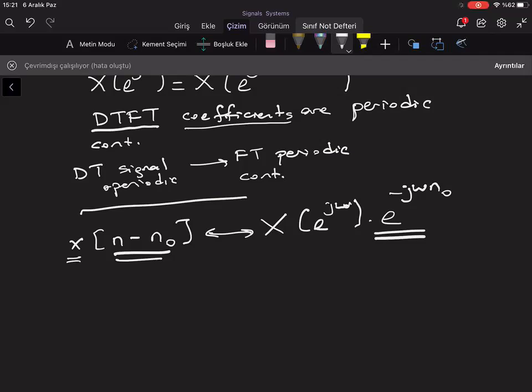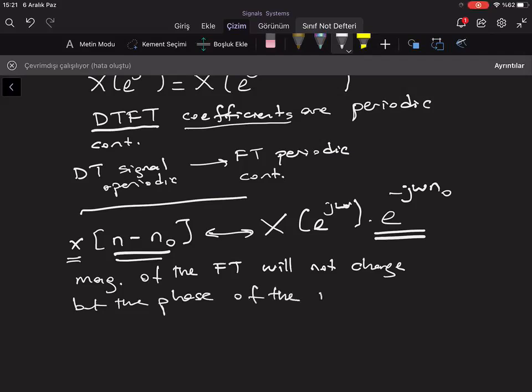Okay, so the magnitude of the Fourier transform will not change, but the phase of the Fourier transform of a signal will shift by n0 times ω amount. Okay, so this is something that I would like to mention here.